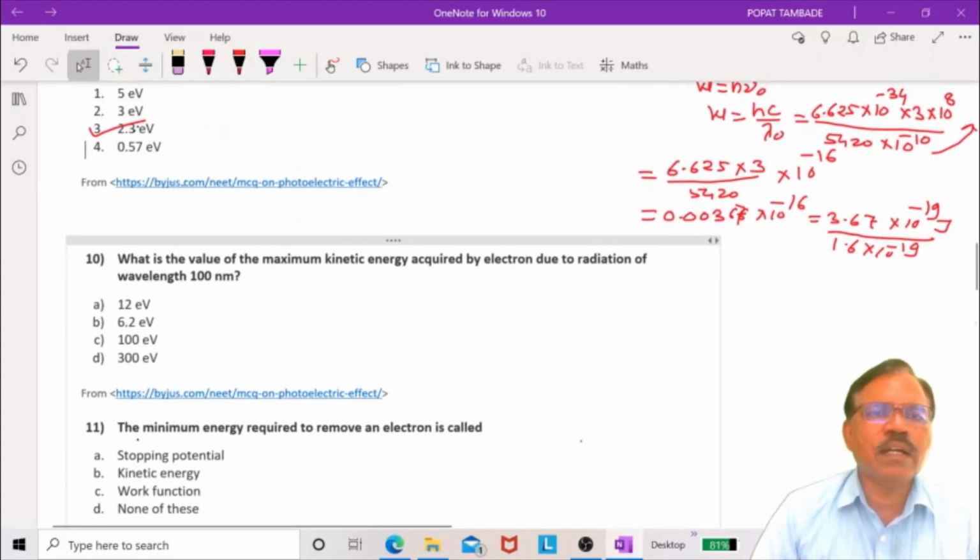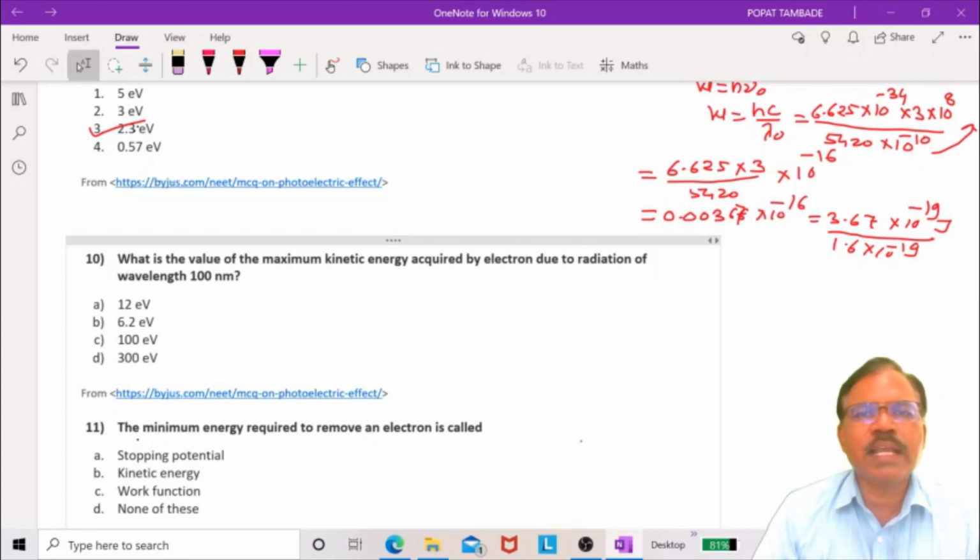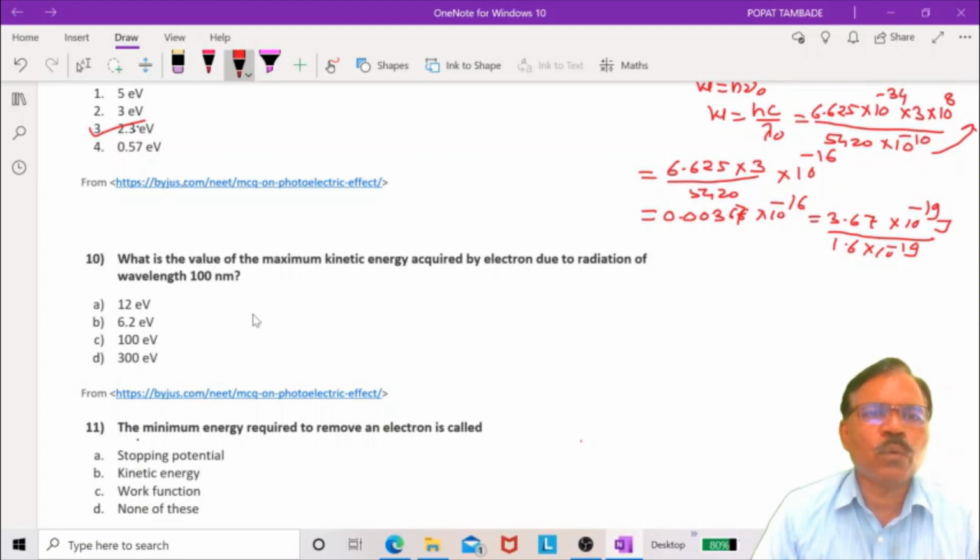Now what is the next one? What is the value of the maximum kinetic energy acquired by an electron due to radiation of wavelength 100 nanometer? Now here we have 12 electron volt, 6.2 electron volt, 100 electron volt, and 300 electron volt. We know KE max is equal to h nu minus W.